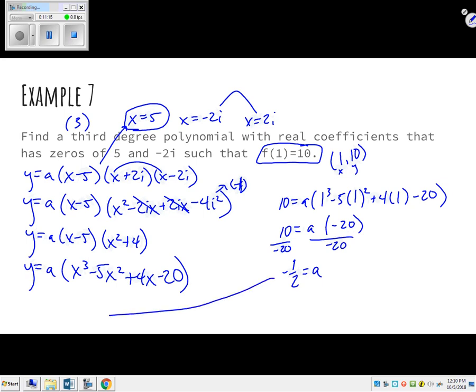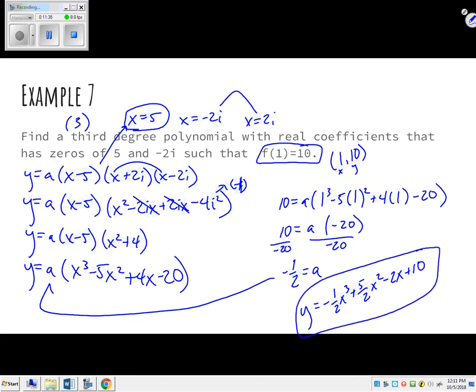So if I plug this a back in right here and distribute through, I get my polynomial function of -1/2 x cubed plus 5/2 x squared minus 2x plus 10. This right here has the imaginary zeros that I need, and it has the function value at 1 of 10.